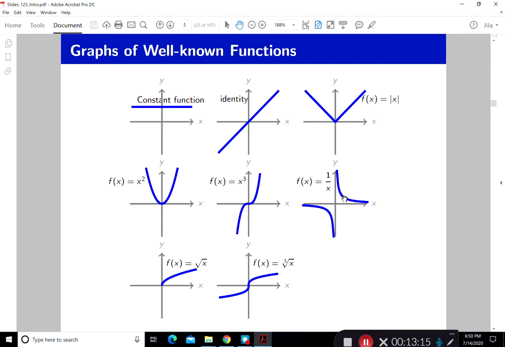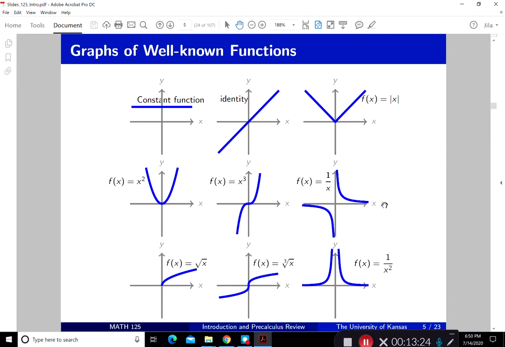Then we have these types of functions that are quotient functions, f of x equal to 1 over x. If we go for f of x equal to 1 over x squared, then the shape, basically a part of it, becomes a mirror image.